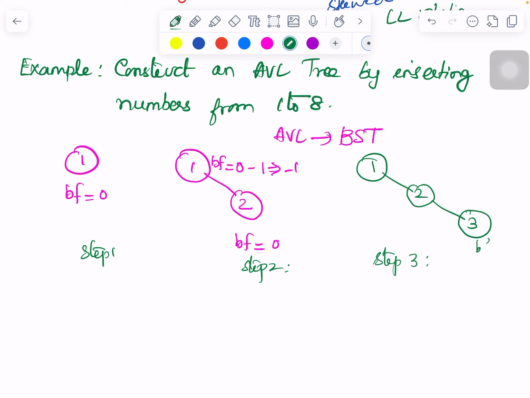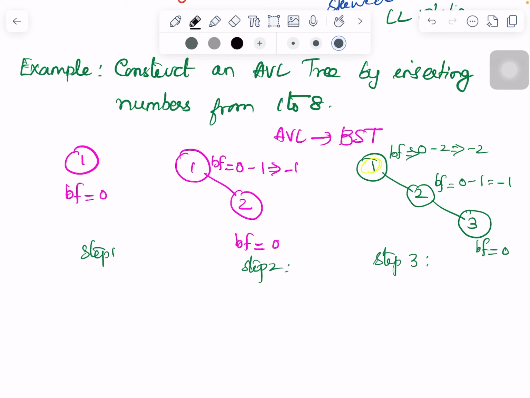Now find out the balancing factor. Balancing factor for node 2 is height of left, no left, right is 1, so minus 1. And the balancing factor for node 1 is 0 minus 2, so it is equal to minus 2. Now the property is getting violated at which node? At node 1.